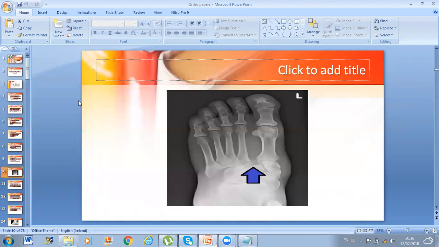What about Jones fracture? Do you know what is Jones fracture? Yes, sir. It's fifth metatarsal stress fracture. Sir, avulsion fracture of fifth metatarsal base. Okay. Let me explain.